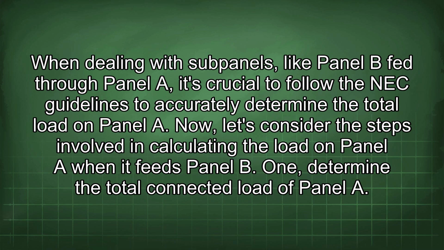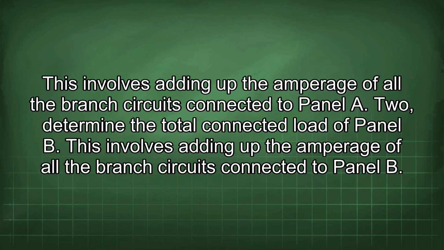Now, let's consider the steps involved in calculating the load on panel A when it feeds panel B. 1. Determine the total connected load of panel A. This involves adding up the amperage of all the branch circuits connected to panel A. 2. Determine the total connected load of panel B. This involves adding up the amperage of all the branch circuits connected to panel B.